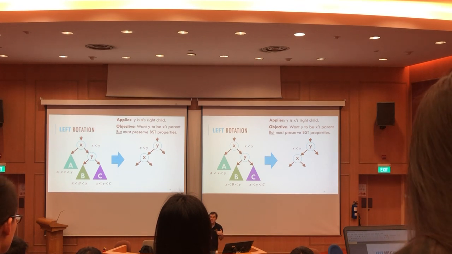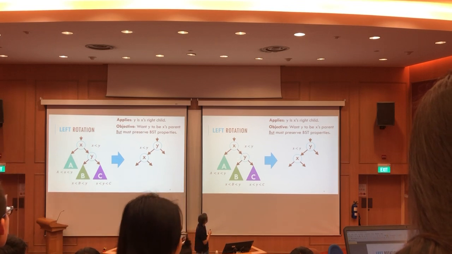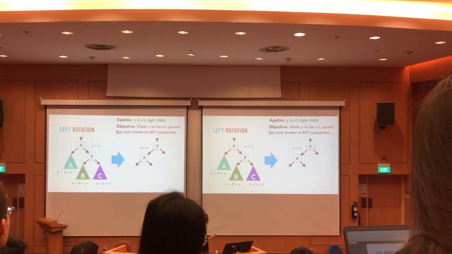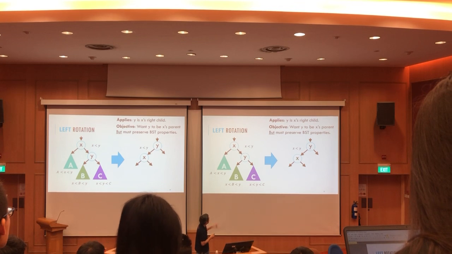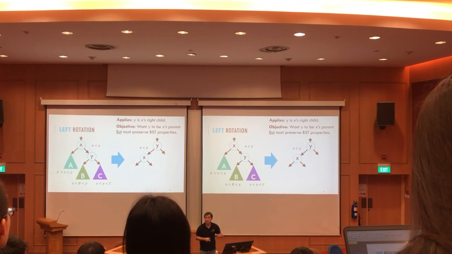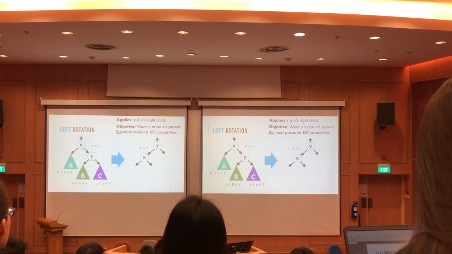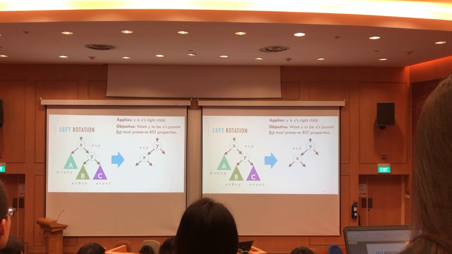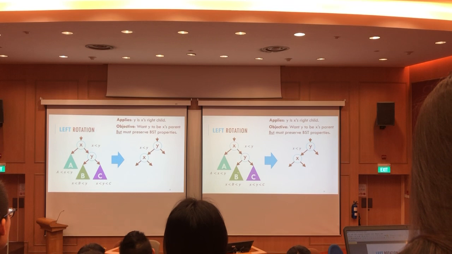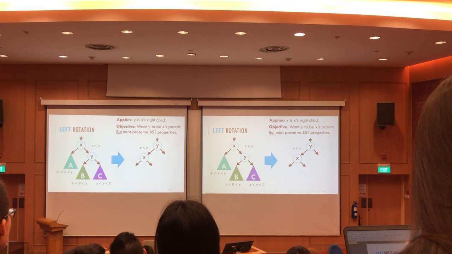So let's look at where we can start putting these subtrees when we shift y to be x's parent. X can only go here because x is smaller than y, so it has to be the left child. It has to be like that. Now we're going to move these subtrees over here.